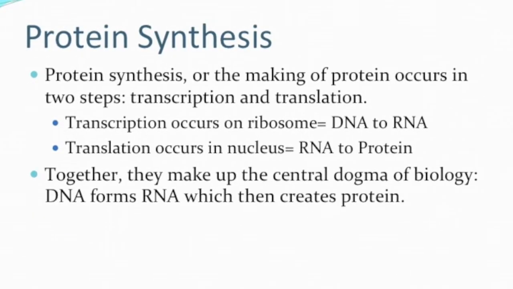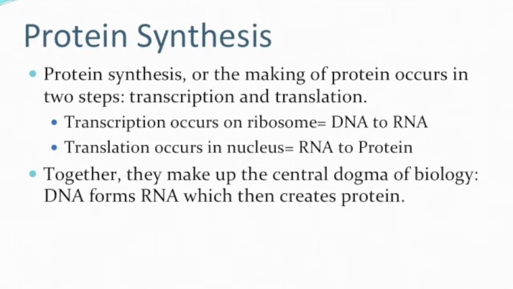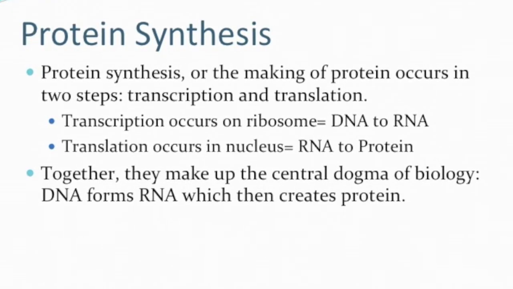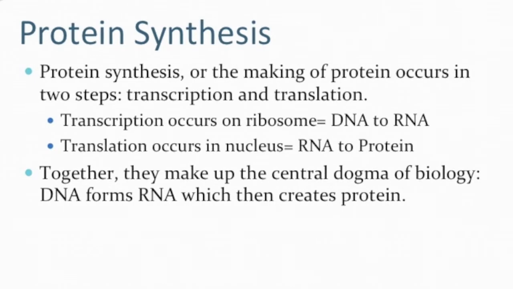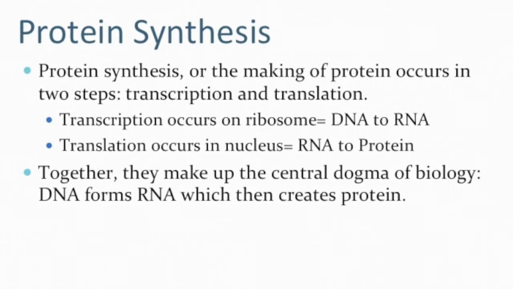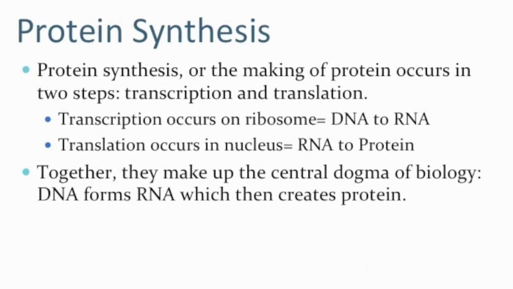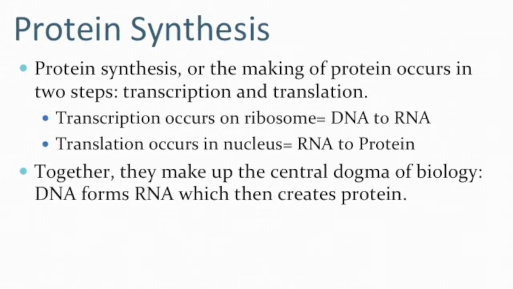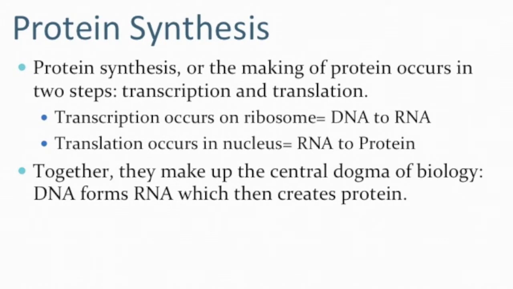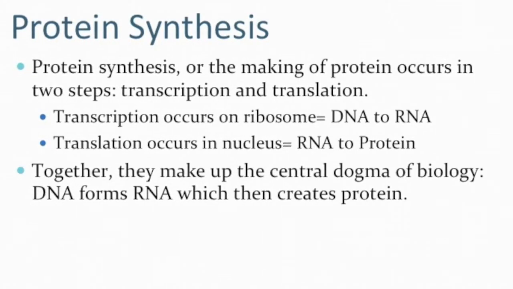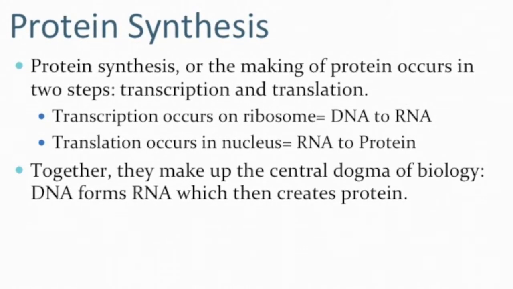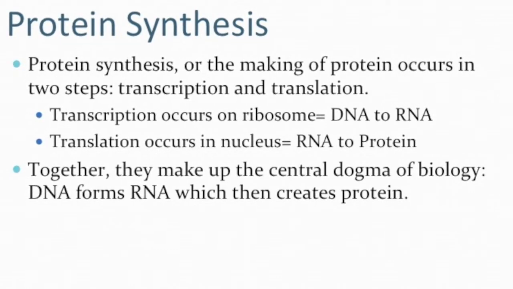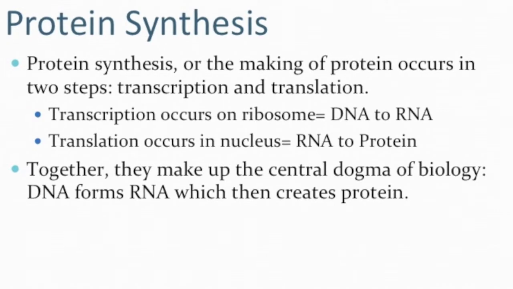The making of protein is also known as protein synthesis. It occurs in two steps, transcription and translation. Transcription is the process of creating a complementary RNA copy of a sequence of DNA, and this occurs on ribosome. In translation, RNA and ribosomes work together to produce proteins. In turn, these put together make up the central dogma of all biology. DNA forms RNA, which then creates protein.